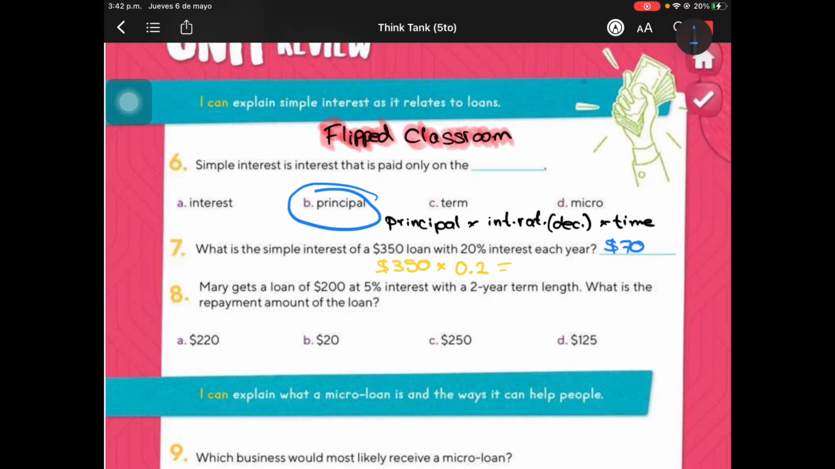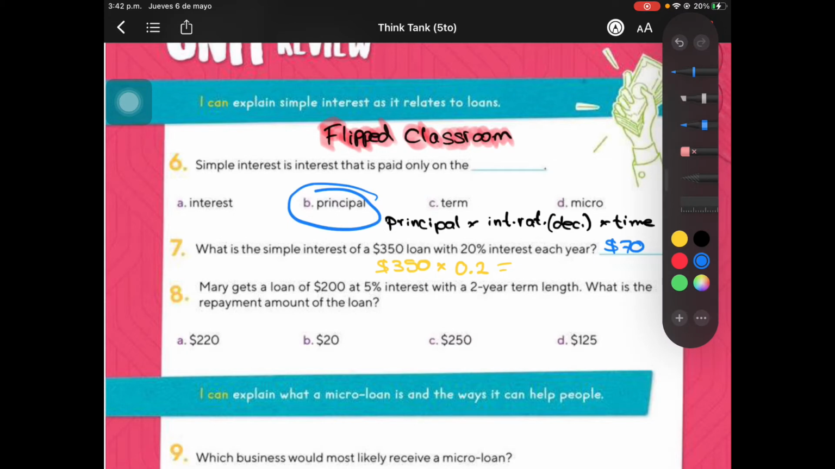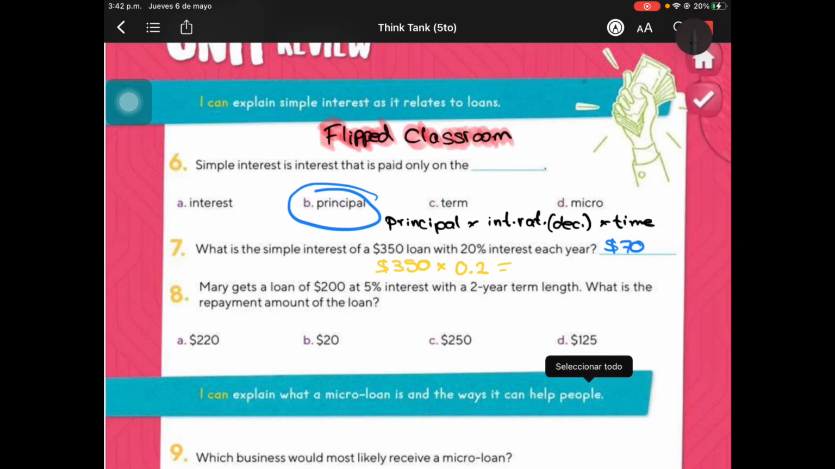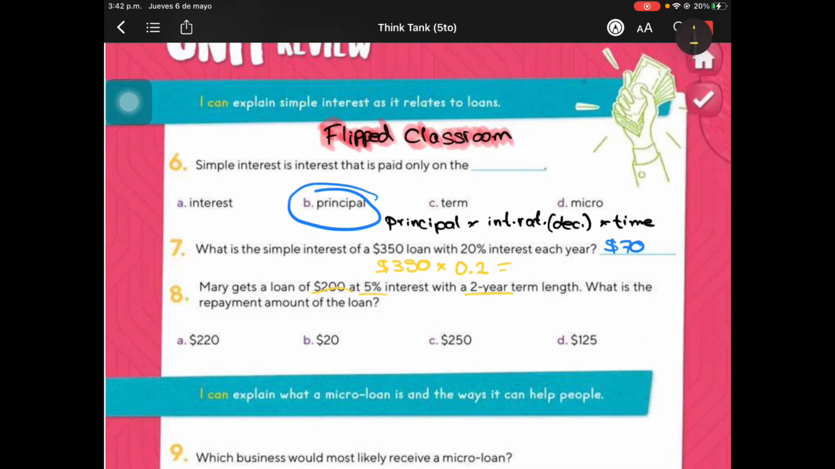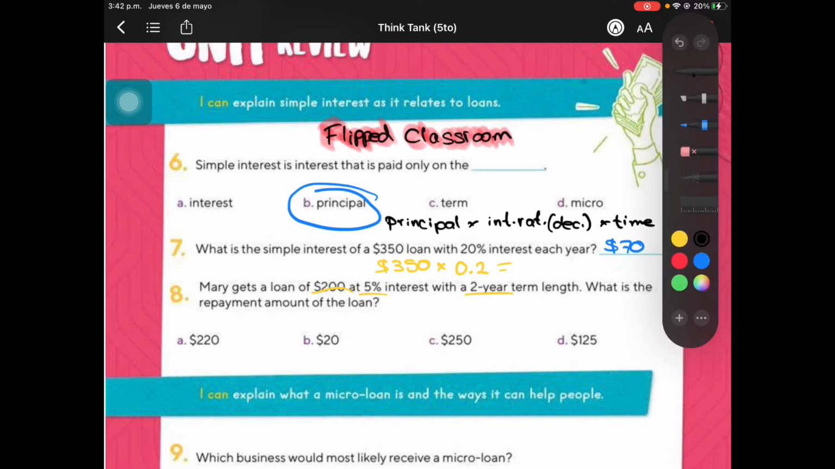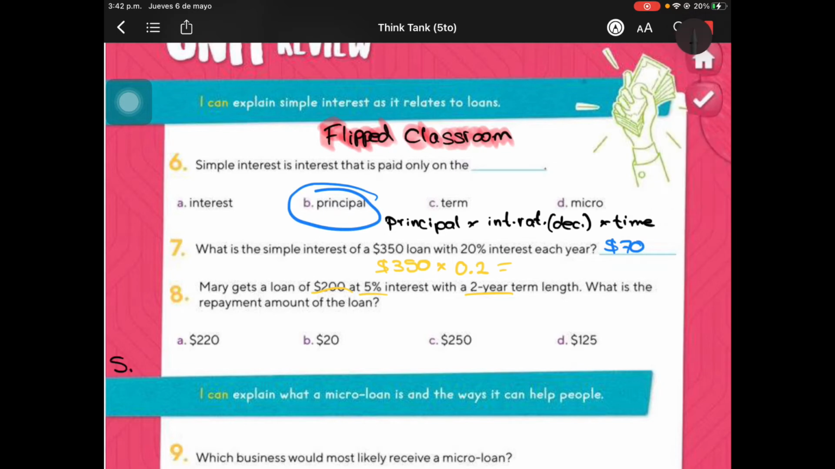$70. Now, for the next one, Mary gets a loan of $200 at a 5% interest with a 2-year term length. What is the repayment amount of the loan? Which means, what is the total amount of money that she is going to have to pay. Now again, the simple interest has that formula. Principal times the interest rate times the time. And in this case, we have that information.